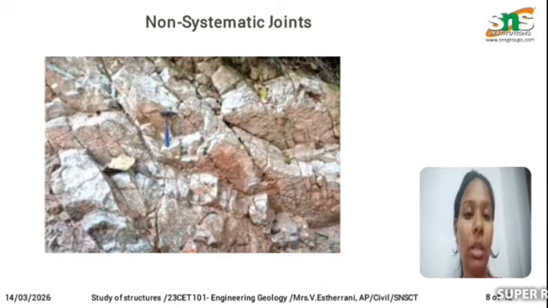Non-systematic joints have no organized form in the rock surface. These joints are also fractures that are created in the rock surface. These non-systematic joints are most common in hilly areas, such as the Himalayan regions and the Western Ghat region, whereas systematic joints are very rare in nature. These non-systematic joints may be caused by earthquakes, volcanic eruptions or landslides. These are very common in nature. These are the non-systematic joints.